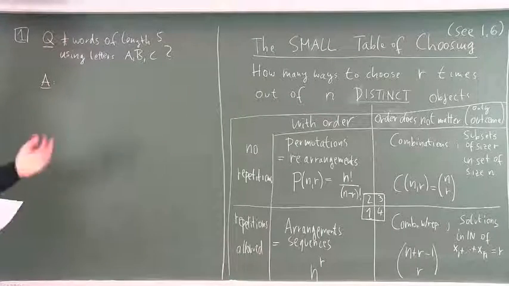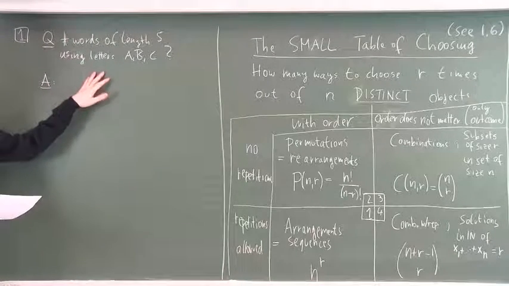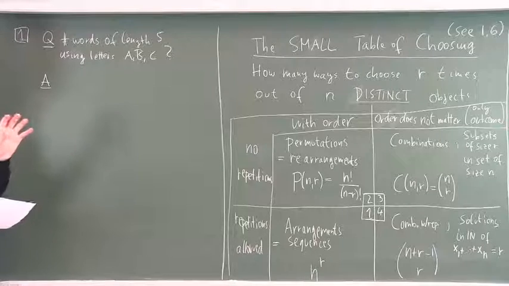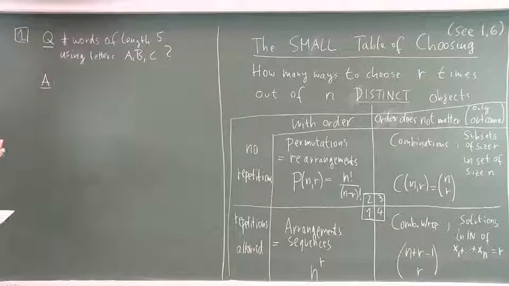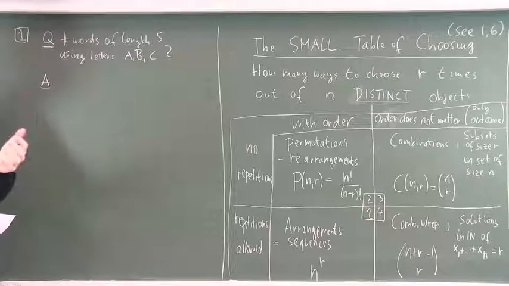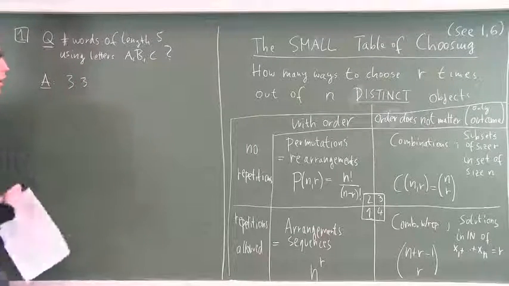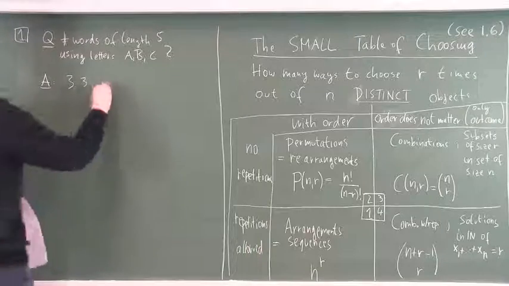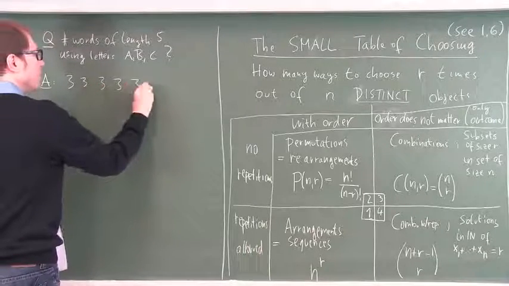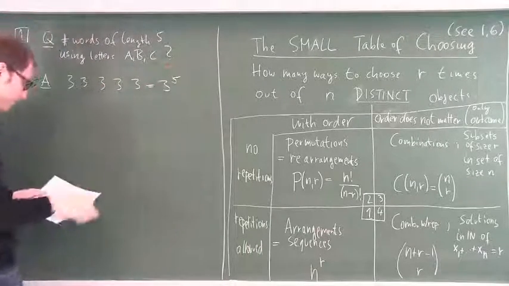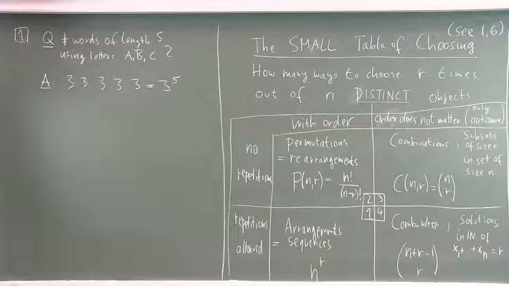Well, without looking at the formula, you of course can solve this problem. For the first position of your word, you have 3 possible choices. Then for the second position, you have 3 possible choices. And we know, this is the rule of product, that we just multiply them. So we get this, and this is the answer.